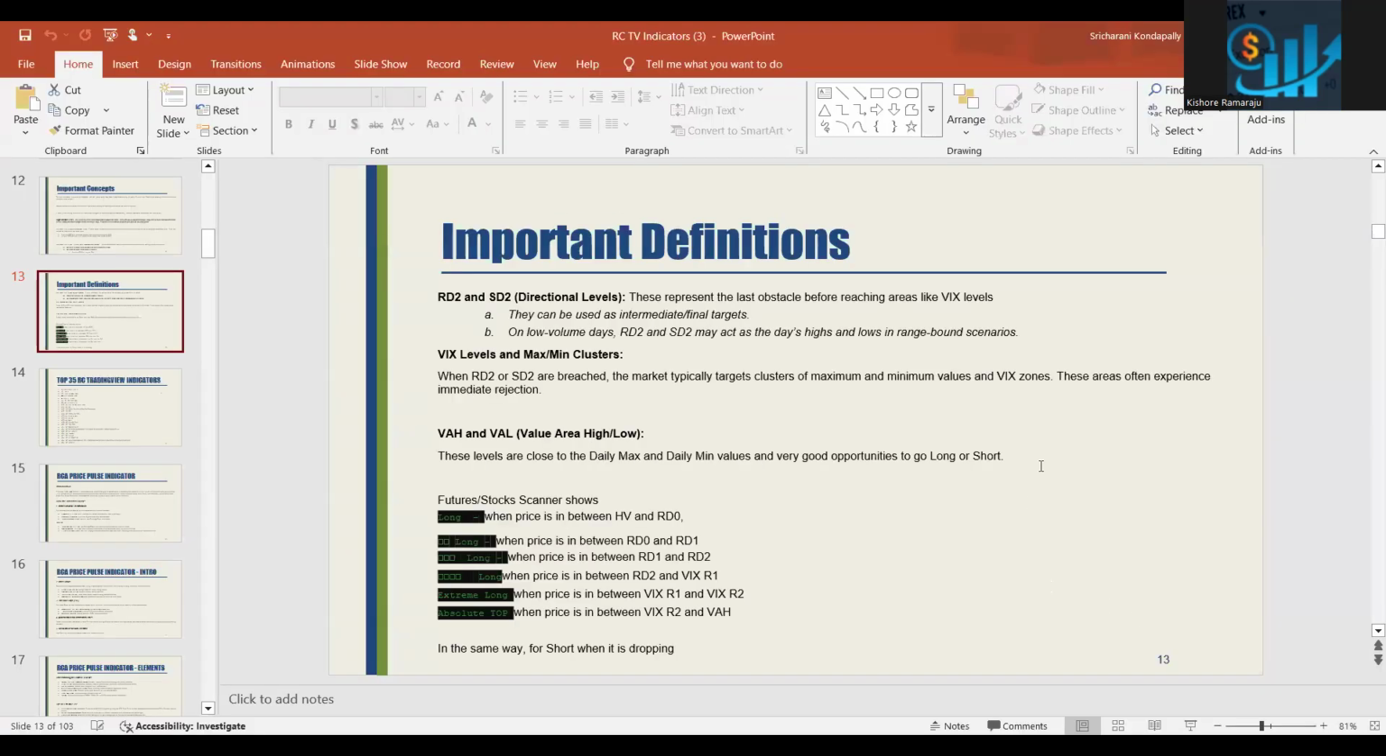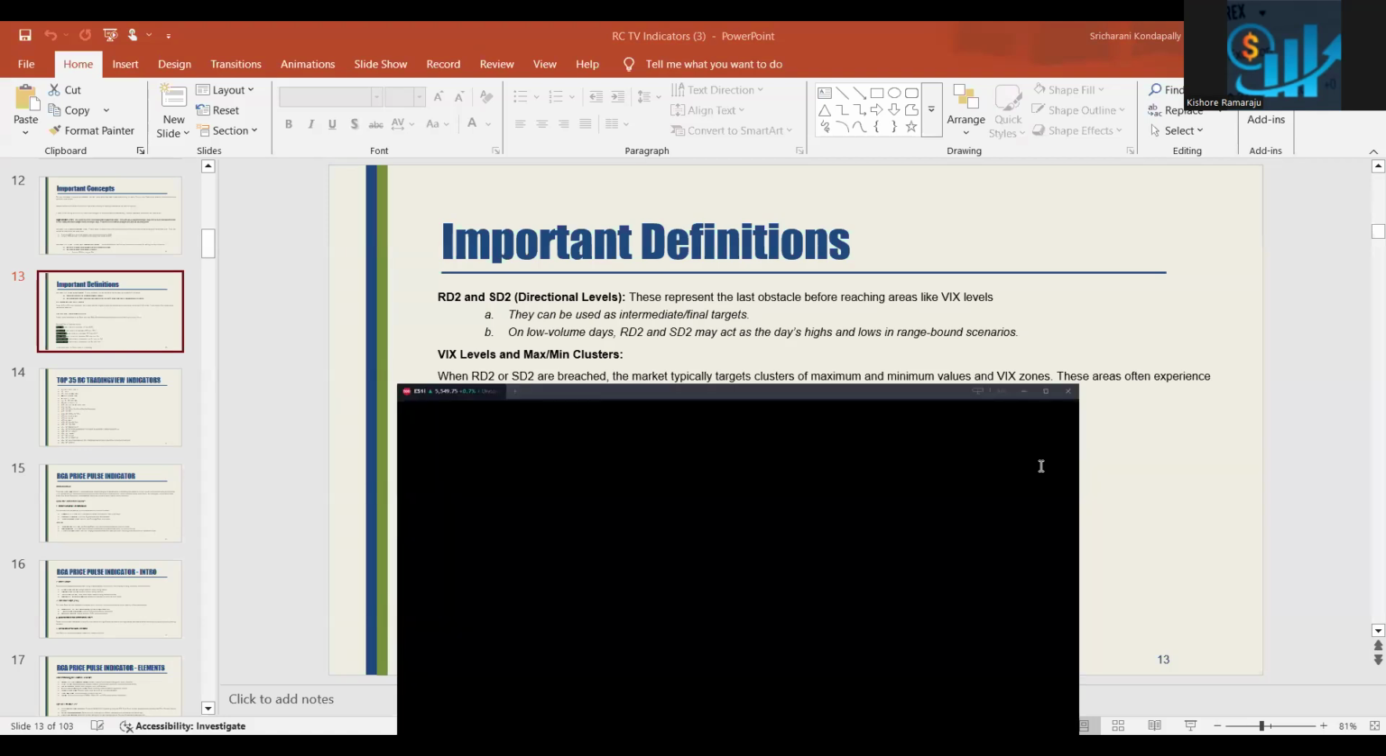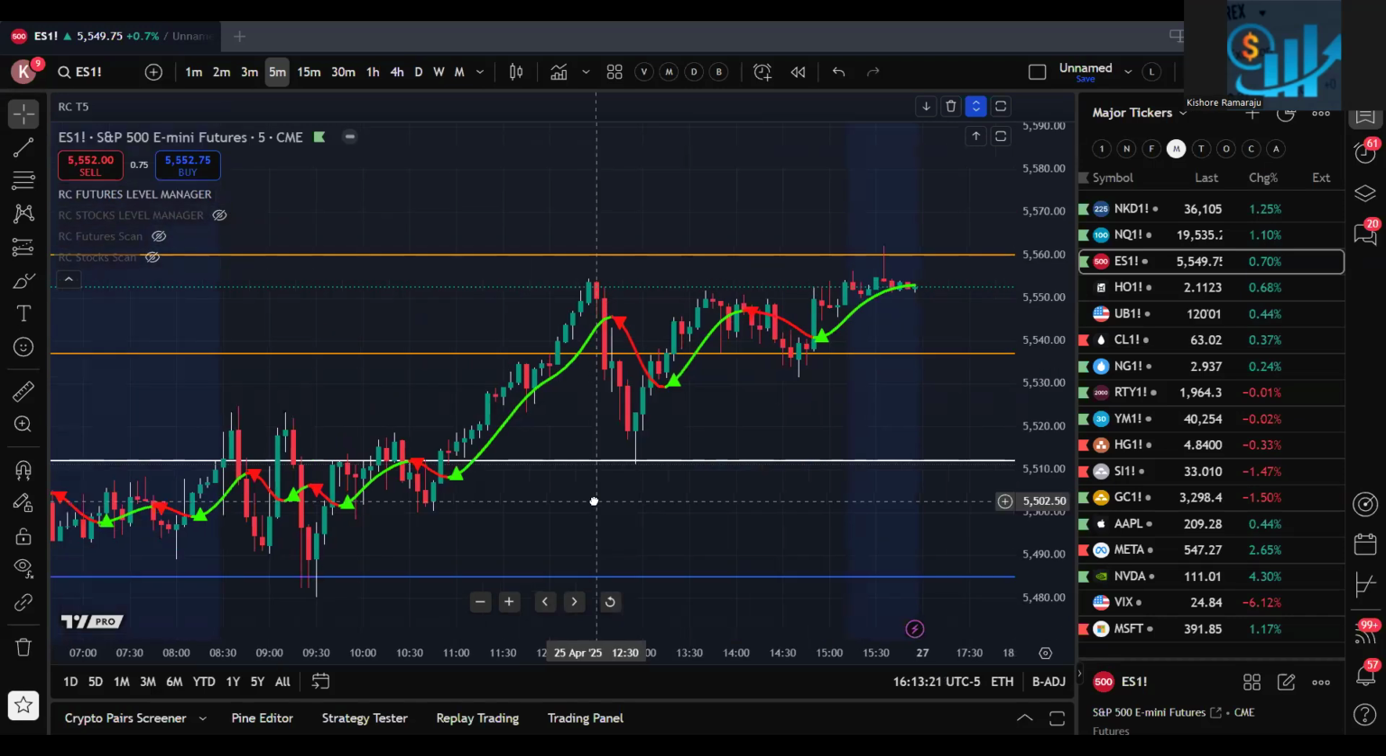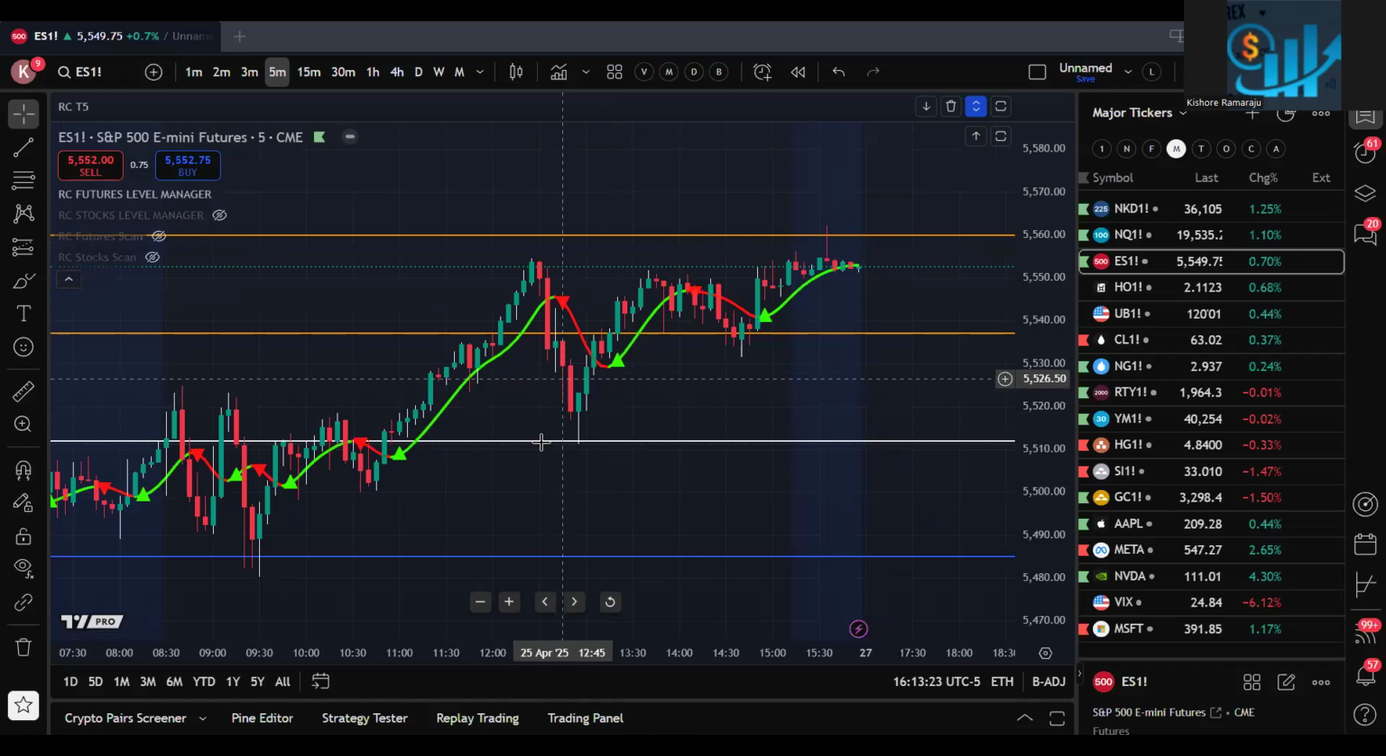Right. First, I want to explain the theory so that it will be easy for you to understand before you look at the chart. So, for example, let's go to the level which is at the center.